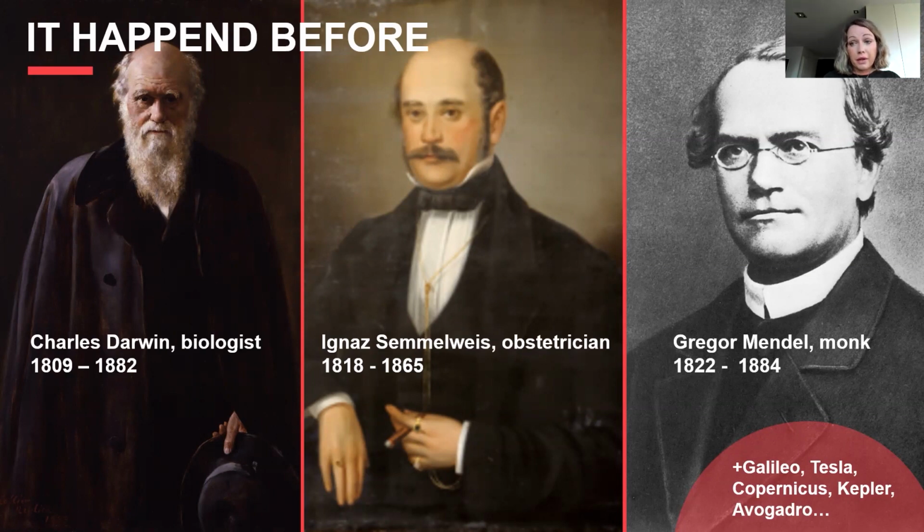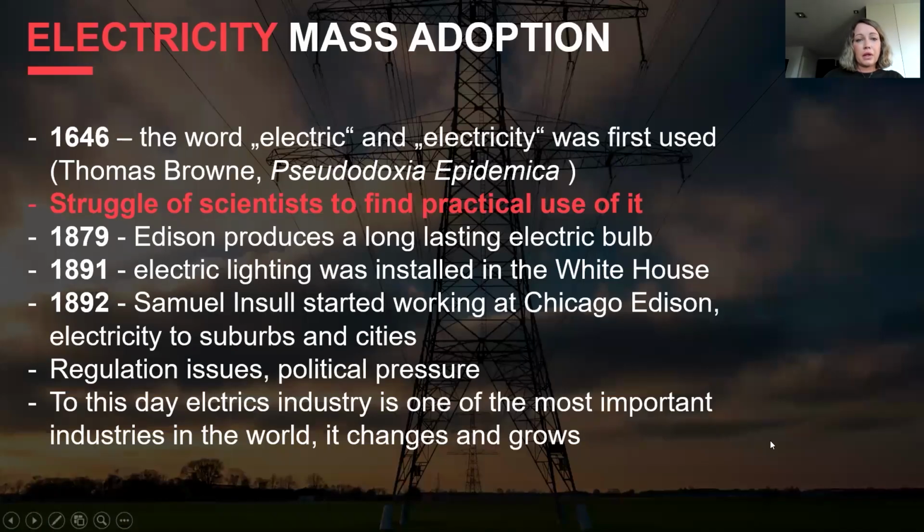And he was heavily ridiculed during his life about this theory, so ridiculed that he actually committed suicide. A really sad story and sad life. Something really similar also happened to Gregor Mendel, then to Galileo, Tesla, Copernicus, Kepler and Avogadro. They all faced this chasm when they were heavily ridiculed and had to actually defend their theories. And not long ago, electricity arrived in our world.